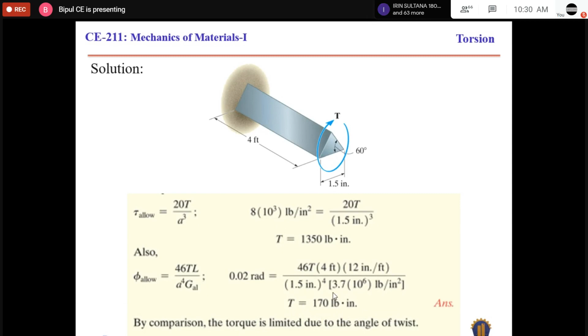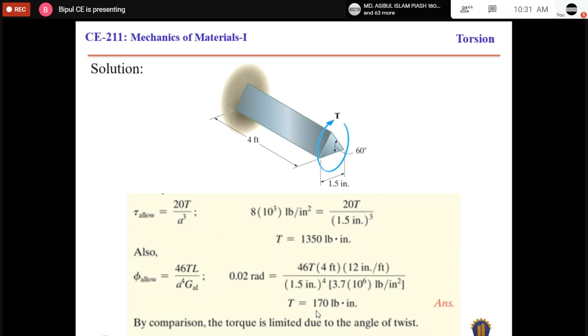To get the limiting value of shear stress, we have to apply the first amount of torque. But to restrict the rotation at the free end, we have to apply 170 pound inch of torque. So what will be the maximum value of torque? The maximum value of torque will be 170 pound inch.